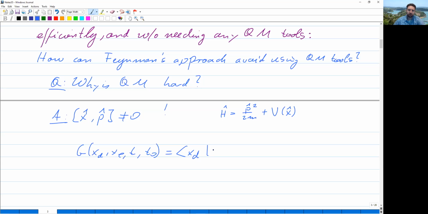So in this case, our time evolution operator that goes in here for the calculation of the Green's function is e to the power of (t minus t naught) divided by i h bar, and then the Hamiltonian. And the Hamiltonian is p hat squared over 2m plus V of x hat. And then here we have the emission position.